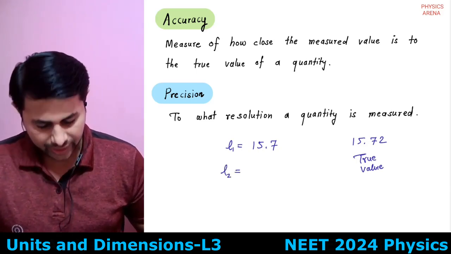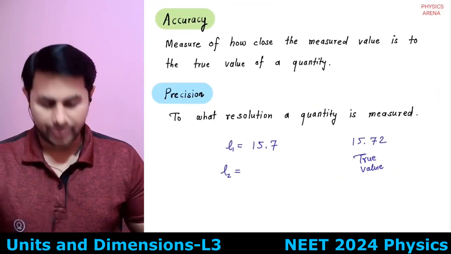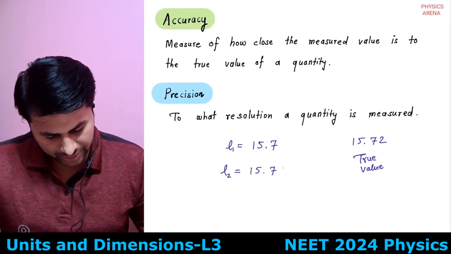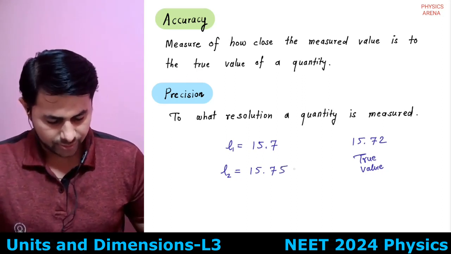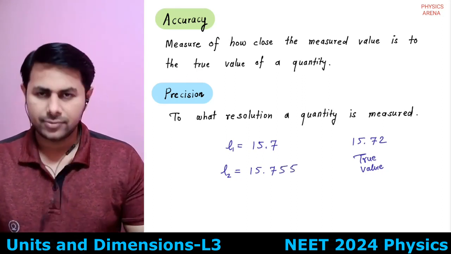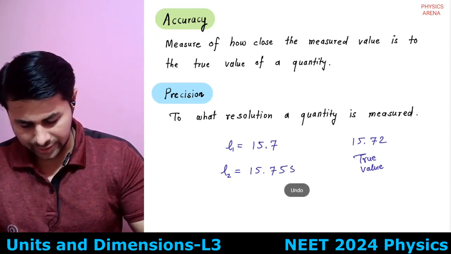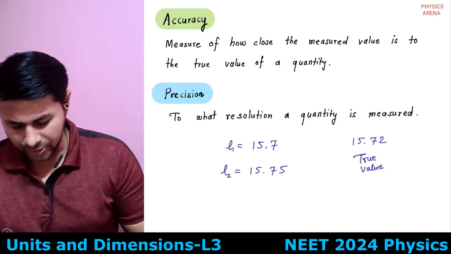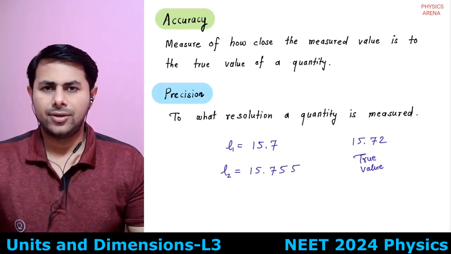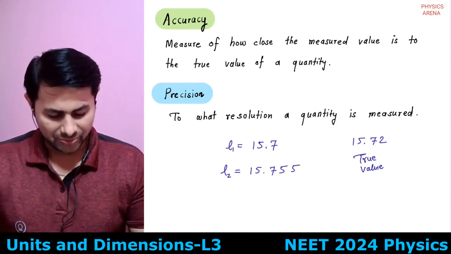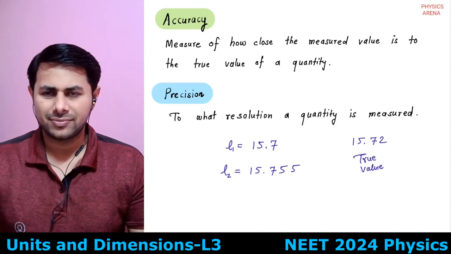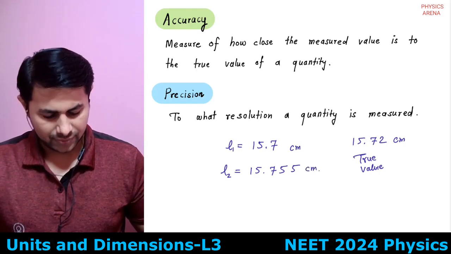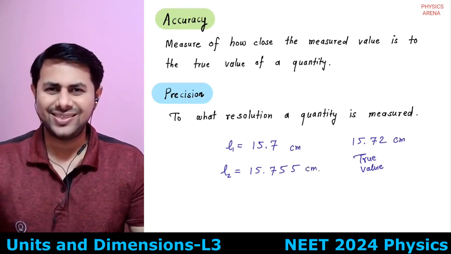Now I take a vernier caliper and I measure the length of the pen. Suppose it gives this reading, 15.755. It will give up to the second digit only, but let's suppose I have a device which gives this reading. So which one is accurate? Which one of these is accurate? 15.7. And which one is more precise?